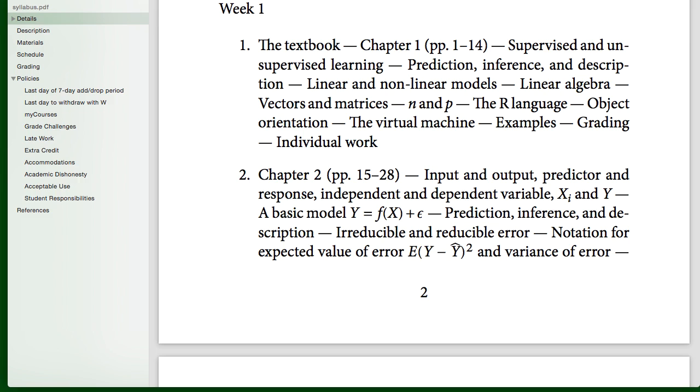Unsupervised learning is different in the sense that we have only input data. We don't have output data. We have input data and we would like to learn something. We would like to actually, in some sense, describe the data. And there are some examples given in Chapter 1 of supervised and unsupervised learning.